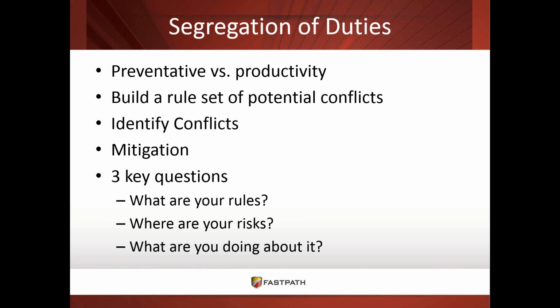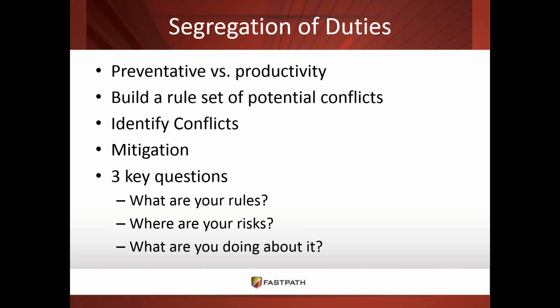So once you've identified that rule set, what you want to do is identify where the conflicts are in your access. And then once you identify those conflicts, you have two options. The first is to say, hey, there's no reason that Homer Simpson needs access to create vendors. Let's revoke Homer's access, and then that eliminates the conflict. Or you can mitigate the conflict.